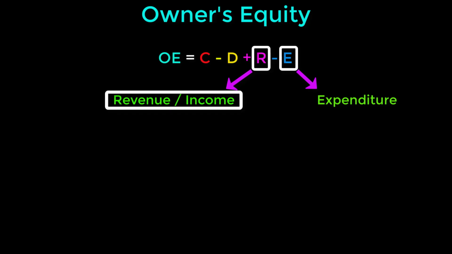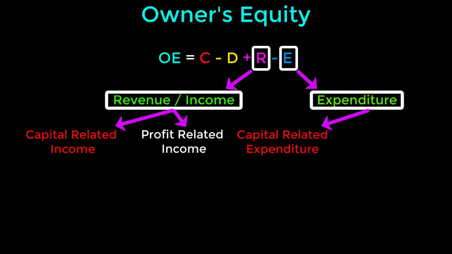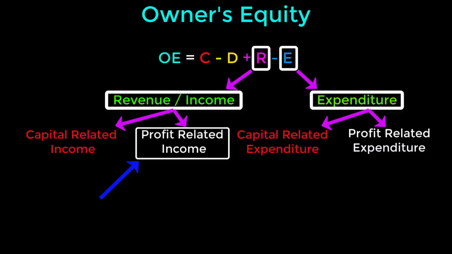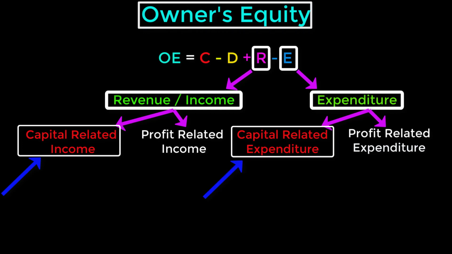There are two types of income that we will get in the question paper. One is capital related income and the other is profit related income. There are also two types of expenditure that we will get in the question paper. One is capital related expenditure and the other is profit related expenditure. This profit related income and this profit related expenditure can affect the owner's equity. But this capital related income and this capital related expenditure cannot affect the owner's equity.